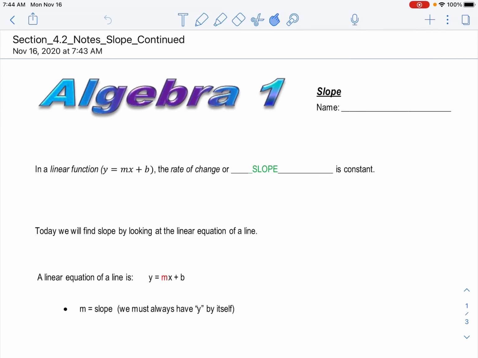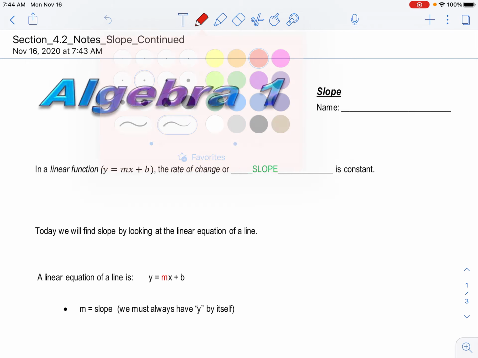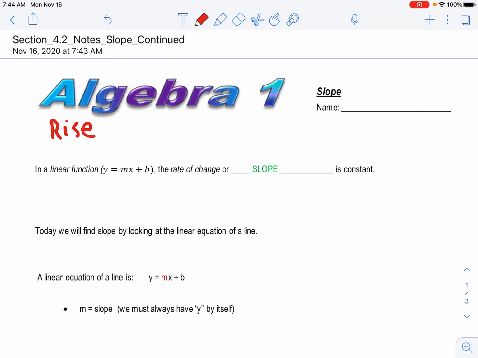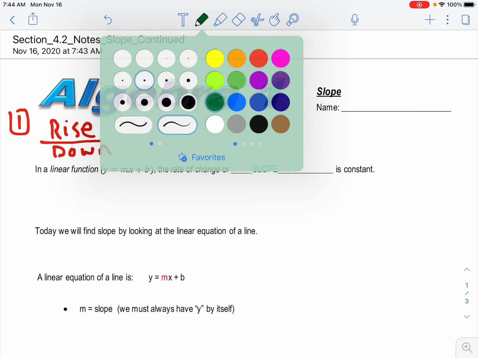All right, today we're going to go ahead and continue slope. Last week we looked at slope two ways. Remember, if we had a graph, we counted rise over run. Remember we counted up or down first and then left or right second. So that was our first way that we found slope, and remember that was when we were given a graph.